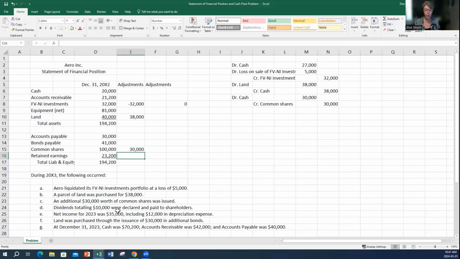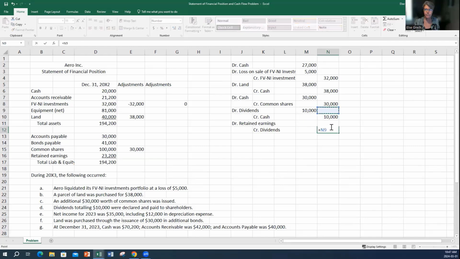Dividends totaling $10,000 were declared and paid to the shareholders. You've got to think that would have been a debit to dividends and then a credit to cash. But we also would have closed that dividend account at the end of the year to retained earnings. So we would have done a debit to retained earnings and a credit to dividends. So that was for $10,000, and that same $10,000. So that means retained earnings must have gone down by $10,000 right here.